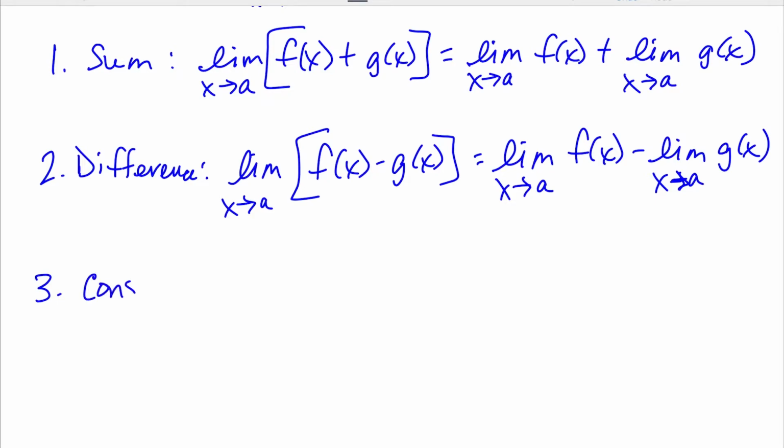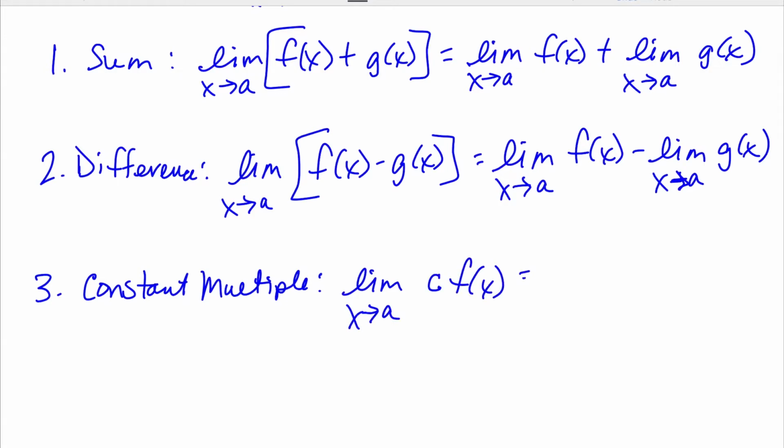All right, a constant multiple. So with your constant multiple, if I have the limit as x approaches a of c times f of x, that's the same thing as taking the c out and just multiplying it by the limit of whatever I get from my function. All right? Okay. So a constant you multiply through there is just a constant you multiply through there.